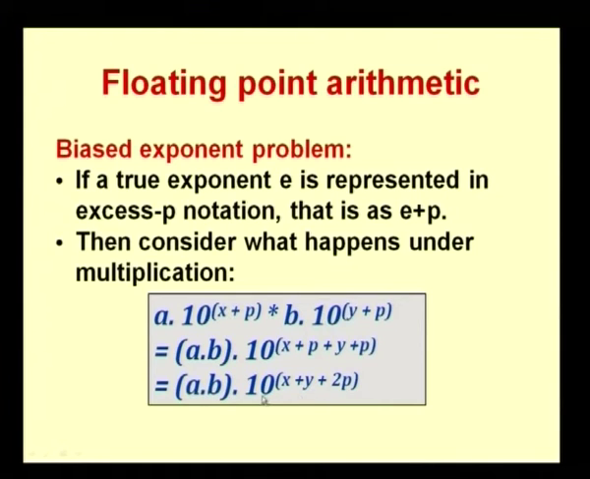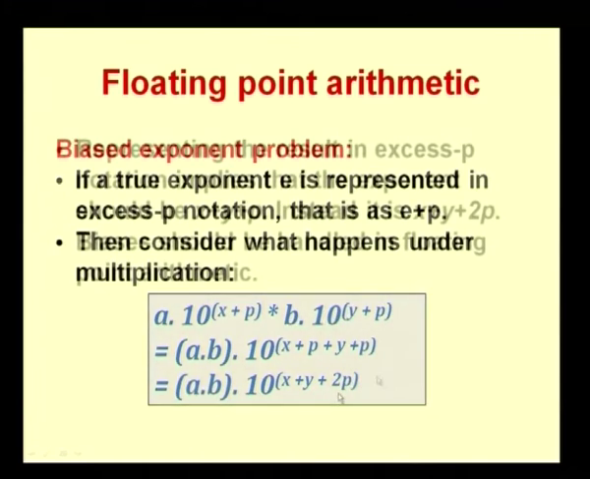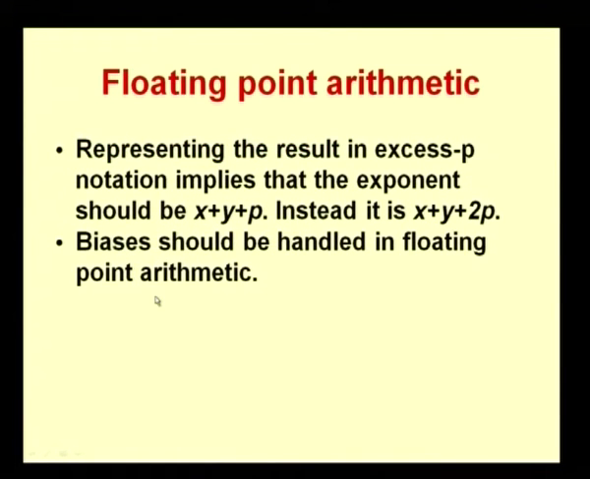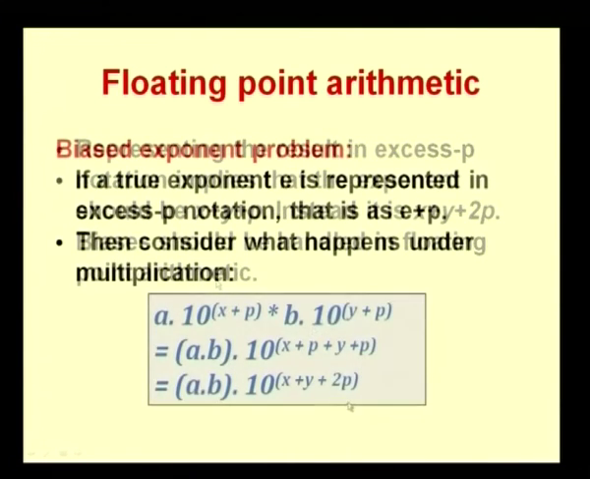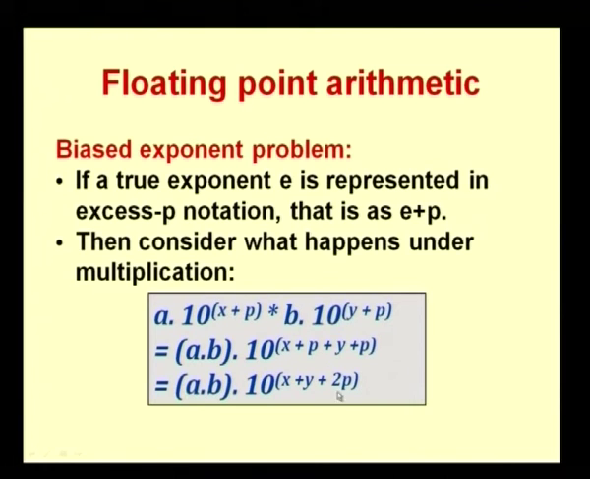Now, if I want my answer back in the x's representation, I should actually get x plus y plus p, because there is only one p that needs to be added, but what I get here is x plus y plus 2p. So, I will need to do an adjustment there. So, I need to handle this bias when I do floating point arithmetic, which is that when I do this kind of a multiplication, I will need to subtract a p from this sum of the two exponents before I can take the value as the answer.